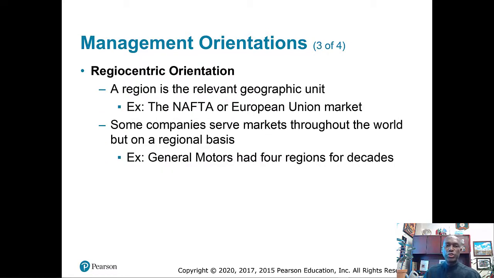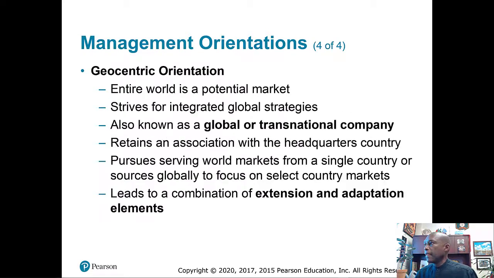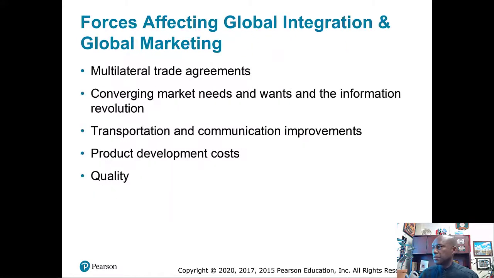Then you have regiocentric. You might have a regional strategy for a certain grouping of nations. And you have geocentric, which is the idea that your entire world is a market, and you may adopt a combination of strategies, whether it be extending this particular product to the entire world, or you want to adapt to certain markets and standardize in others. So you have a broader focus.